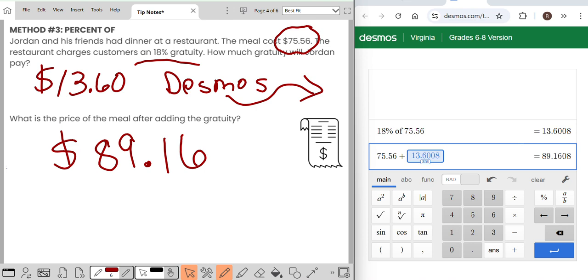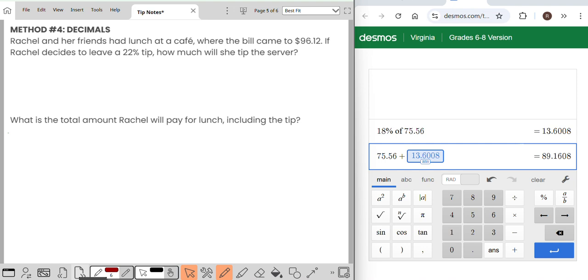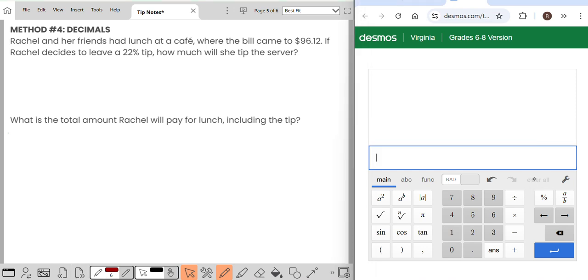Let's try method number 4. Okay, so I'm going to come right over here. Method number 4 involves decimals. I'm not sure why, but decimals get a really bad rap. I've got to admit, I'm very much a fan of fractions, but decimals are definitely necessary and we want to be able to work with them. This says that Rachel and her friends had lunch at a cafe where the bill came to $96.12. If Rachel decides to leave a 22% tip, how much will she tip the server?